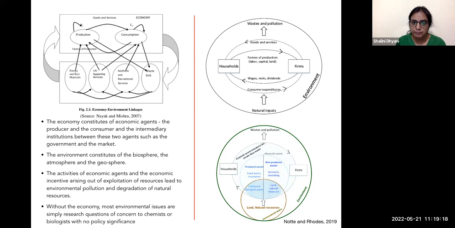because economics exists, and that's why we need to have policies. And these policies are for regulating extraction, for regulating consumption of resources so that we can have sustainable development. So this is one of the important economic environment linkages that we need to understand.